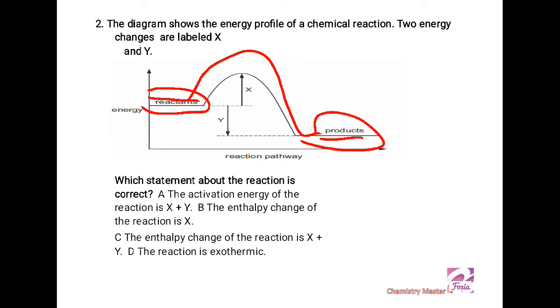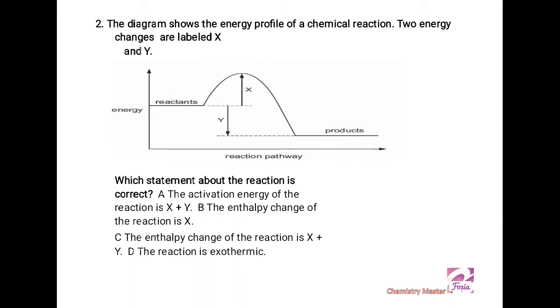The question is, which statement about the reaction is correct? A: the activation energy for the reaction is X plus Y. It can't be possible because activation energy is that minimum amount of energy which converts the reactant into product. So Y will not be a part of it. B: the enthalpy change of the reaction is X. No, we can't include only X in the overall enthalpy of the reaction. C: the enthalpy change of the reaction is X. No, X cannot be only enthalpy.